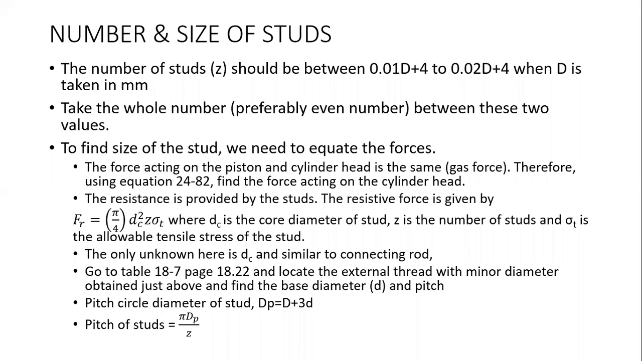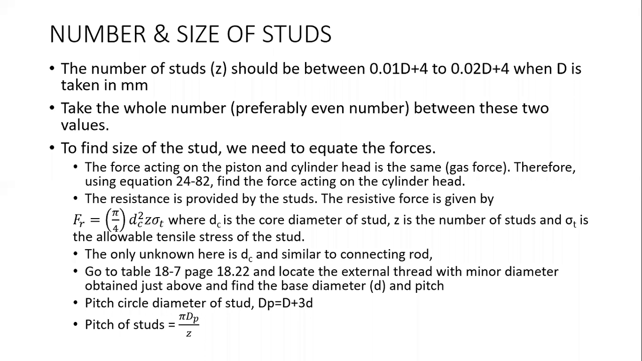Now we go to the size of the stud. Basically you have the gas pressure acting on the piston, cylinder as well as the cylinder wall. So the cylinder head will also have the same gas pressure. What we found as Fg in the connecting rod, do you remember equation number 24.82, that we used in the connecting rod? The same equation is to be used to find the force acting on the cylinder head. That force should not take the bolt out, should not take the whole cylinder head out of the area. So for that we equate those two equations.